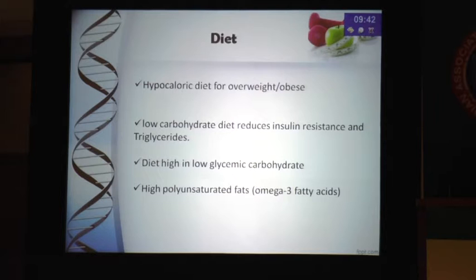Coming to the diet, a hypocaloric diet for all those who are obese or overweight. A low carbohydrate diet reduces insulin resistance and triglyceride, so it should be preferred. The diet should be high in low glycemic carbohydrate. High polyunsaturated fat, meaning omega-3 fatty acid, is anti-inflammatory and favorable for NAFLD.